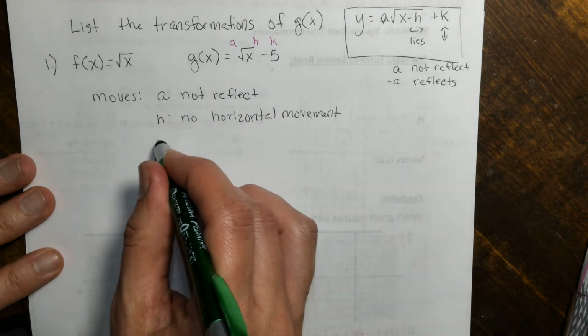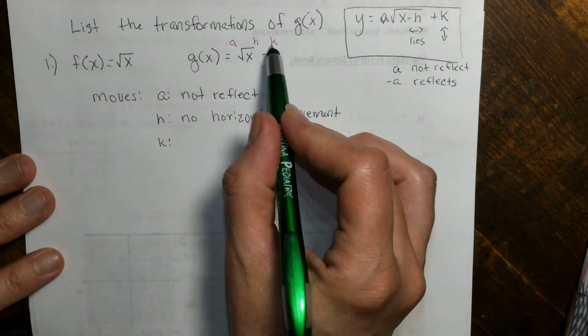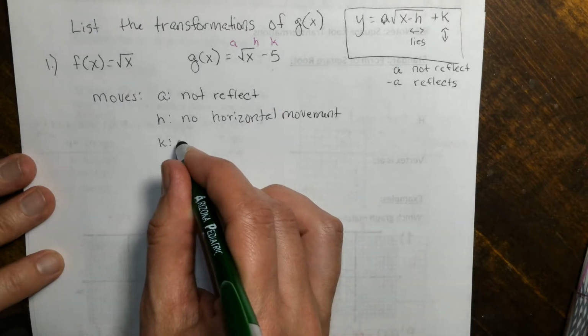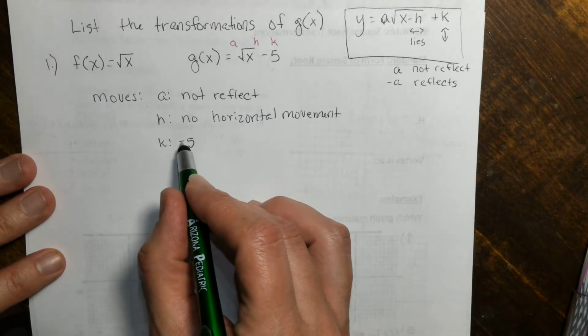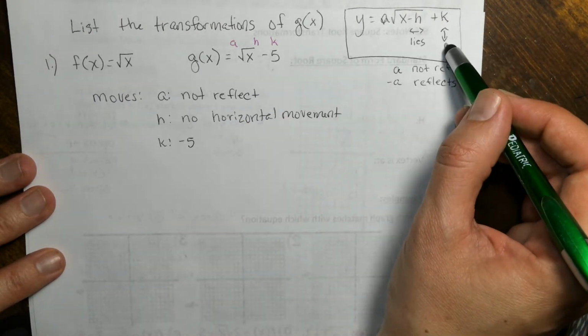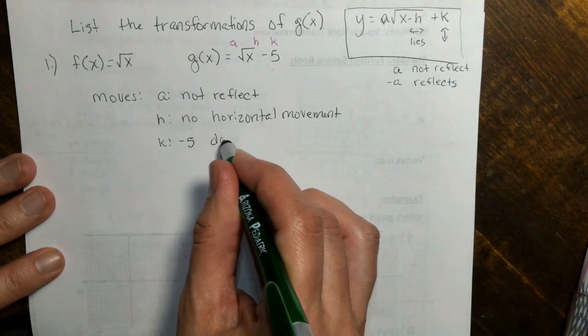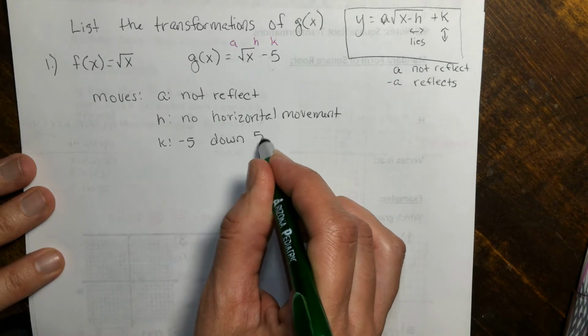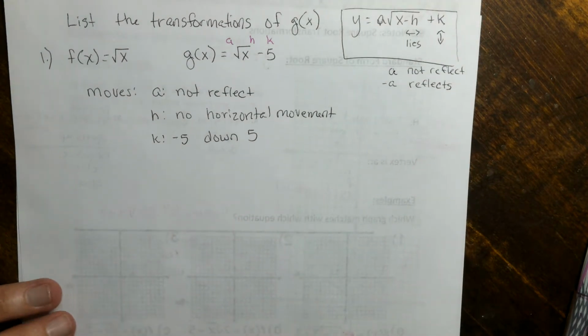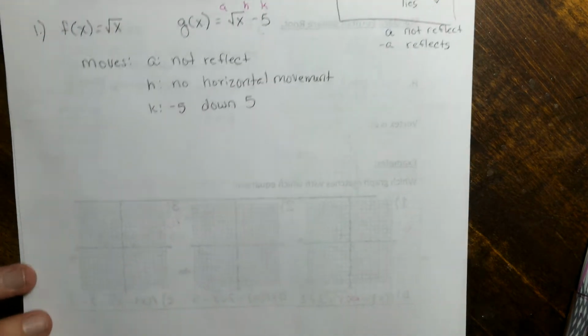And then the last one we're going to look at is K. K always tells the truth. So if that says -5, K is -5. Negative means you're either going up or down. So you go down 5. Okay? Let's try another one.